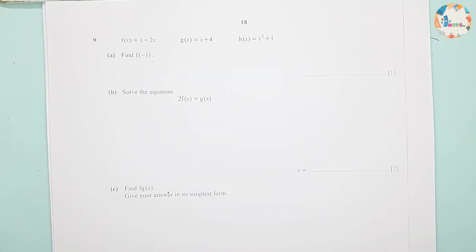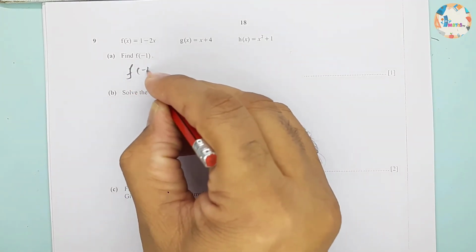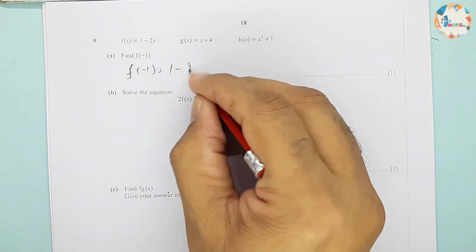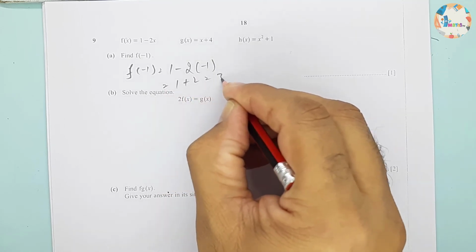Now question number 9 is basically a functions question, and it's an easier question we can quickly solve. F of x is equal to 1 minus 2x, and g of x and h of x are given. Find f of minus 1. So we'll replace minus 1 in this one. F of minus 1 will be equal to 1 minus 2 into minus 1. So this will be 1 plus 2, which is equal to 3.